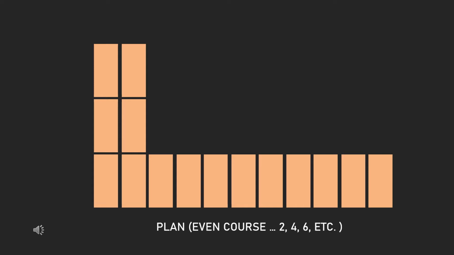This is the plan of the even courses, that is the course numbers 2, 4, 6, 8, and so on and so forth. And as you can observe here, the orientation of the bricks is turned by 90 degrees as compared to the previous course, yet all of the bricks are in the same orientation, similar to the odd course in which again all of the bricks were in the same orientation.